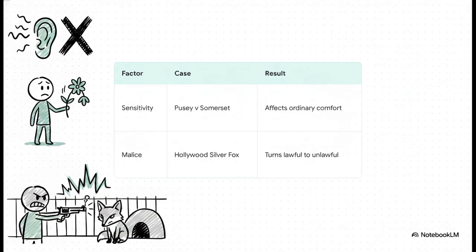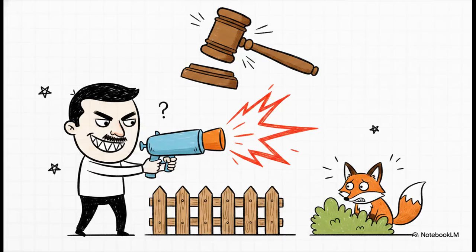That is a sharp contrast to defendants who act out of pure malice. Just look at Hollywood's Silver Fox Farm versus Emmett. The defendant deliberately stood near the property line and fired guns just to freak out his neighbor's breeding foxes after they had a petty disagreement. The really crucial point here is that malice, bad intentions, can take a totally lawful activity, like shooting on your own land, and weaponize it into an actionable nuisance. The courts will absolutely penalize you for going out of your way to deliberately annoy someone.